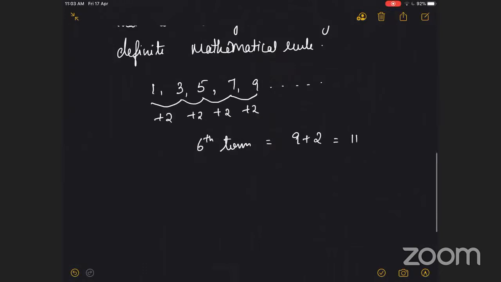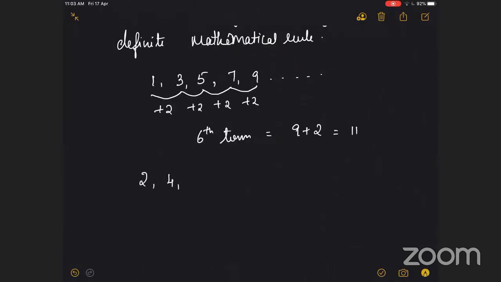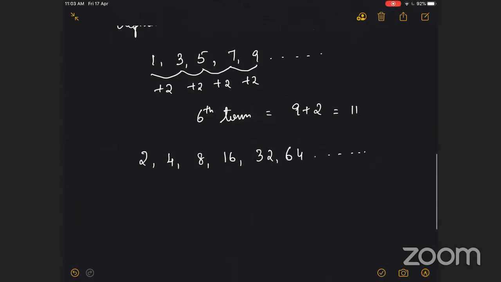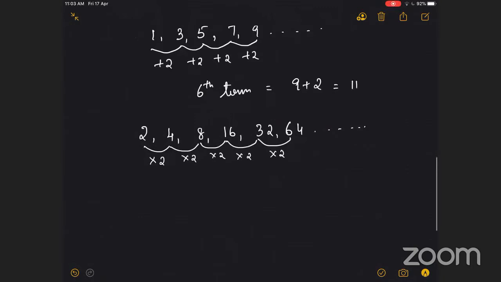But let us see one more example, which is 2, 4, 8, 16, 32, 64 and so on. Here the next number is multiplied by 2. If you want to get the next number, the previous number should be multiplied by 2. This is the first term, this is the second term, third, and so on. This will be the sixth term, so the next term will be the seventh term.